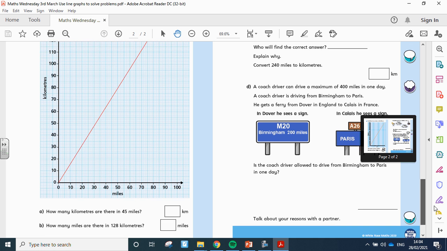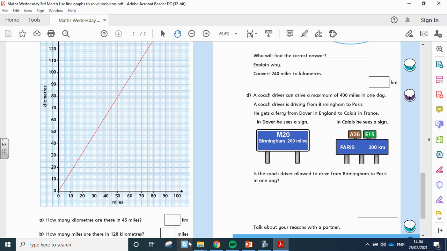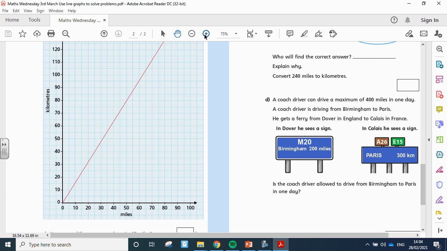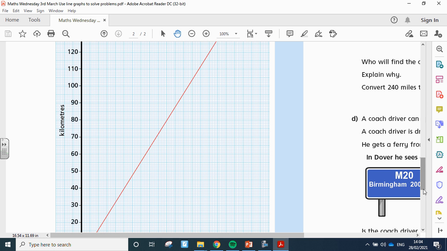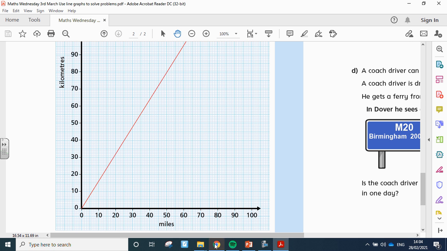So how many kilometers are there in 45 miles? You find your 45 miles along the bottom here. You work your way up, you go across, and you work out using the lines on the graph where you think that might be. So we're going up here, and then we're going across. If you try and follow it as closely as you can, and then you'll get an idea, okay? There's 10 little squares between each of these things, so that should help you to work that out.